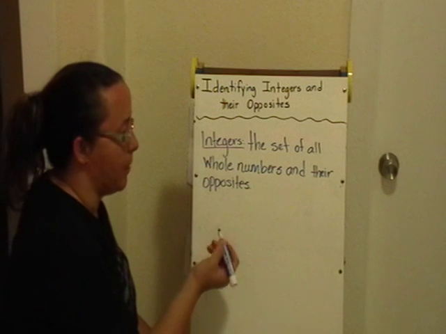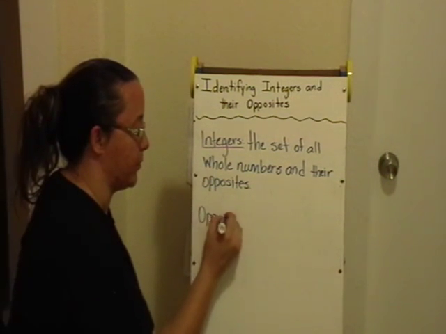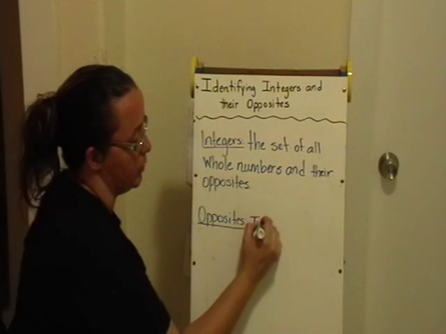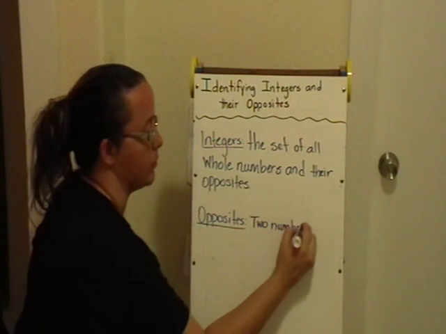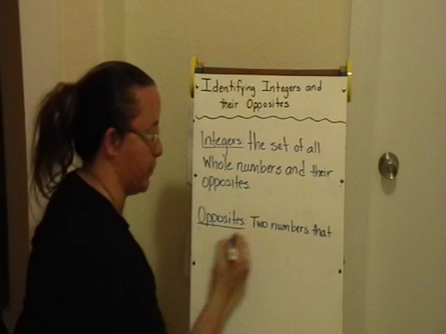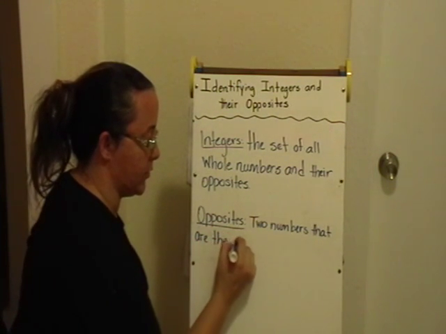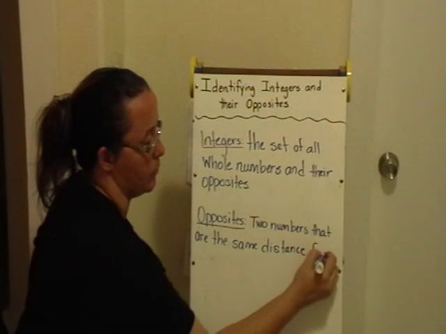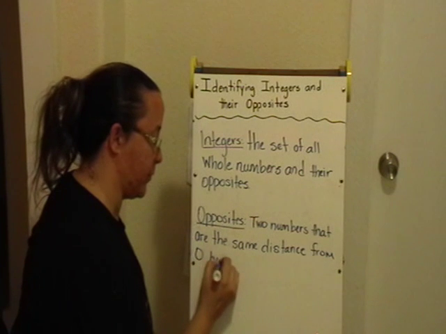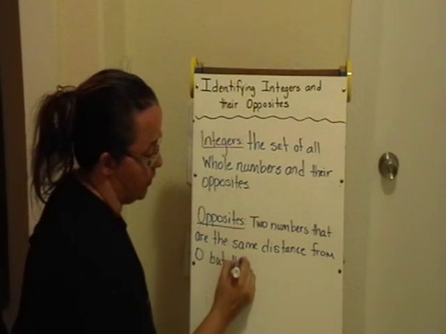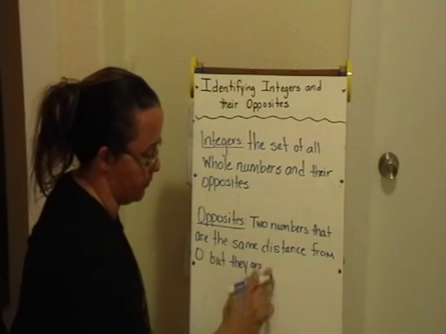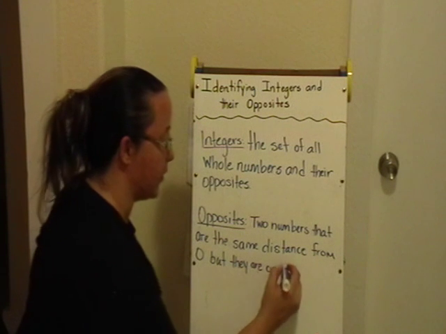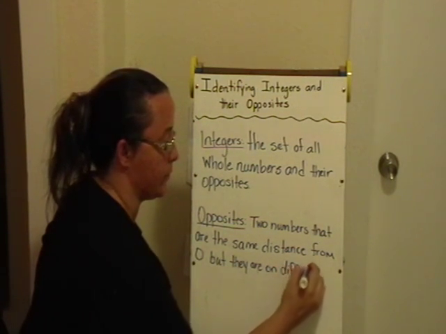So what are the opposites? Well, opposites are defined as two numbers that are the same distance from 0 but they're on different sides of 0.